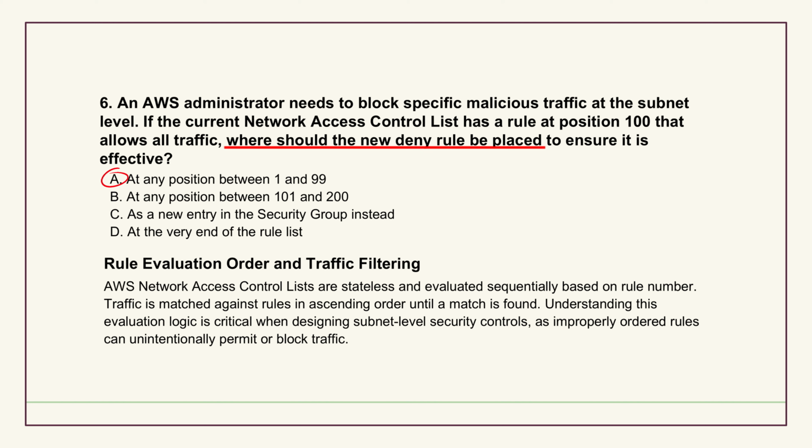So why does the number matter so much in NACLs? I mean, we're used to stateful firewalls where the most specific rule usually wins, regardless of the order. That is the crucial difference. NACLs are stateless. They don't track connections, and they are evaluated sequentially from the lowest rule number to the highest. So if Rule 100 says allow all, anything that hits it is just allowed, period. Period. If you put your deny rule at 101, it will never even be reached. The block rule must be evaluated before that permissive rule.